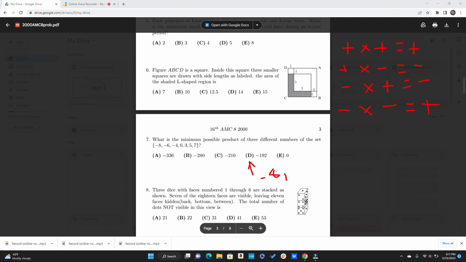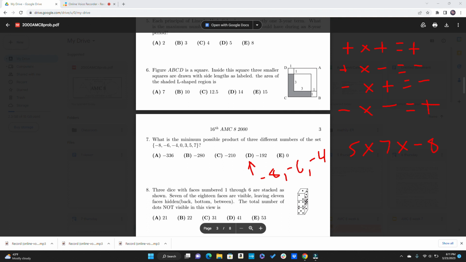Well, we could take some positive numbers, right? 1 negative and 2 positives. So in that case, to maximize our product, we would take -8, 5, and 7, right? The two biggest positives times the biggest negative, the number that's the most negative. So 5 times 7 times -8 gets you negative 280, right?